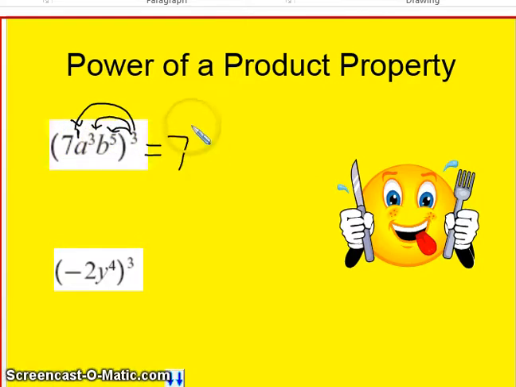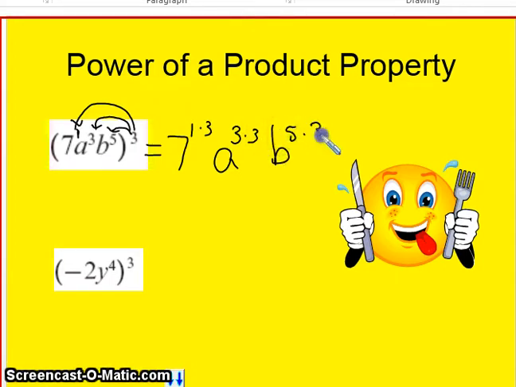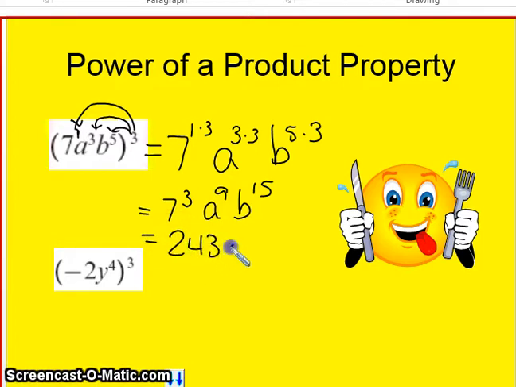So I have 7 to the 1 times 3 power. Then I have a to the 3 times 3 power. And then I have b to the 5 times 3 power. Now when I simplify that, I've got 7 to the 3rd, a to the 9th, b to the 5 times 3, which is 15. And I do want to simplify that just a little bit further. 7 to the 3rd power is 243. And then a to the 9th, b to the 15th.